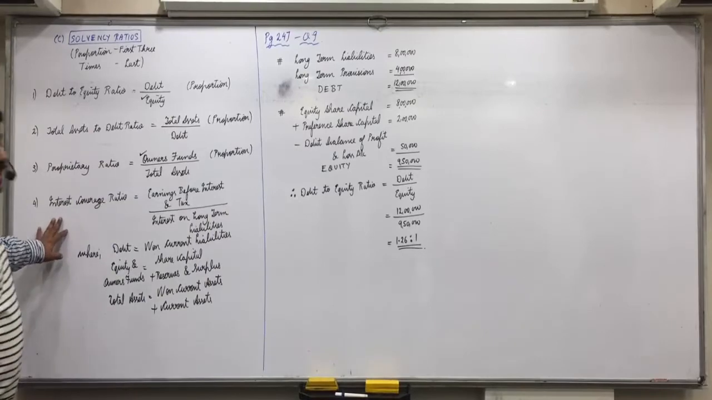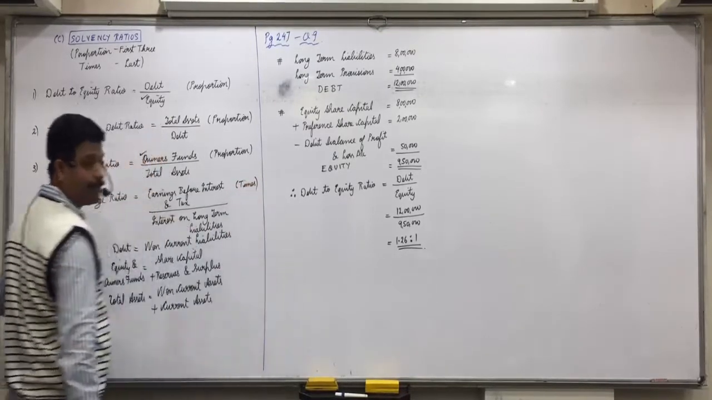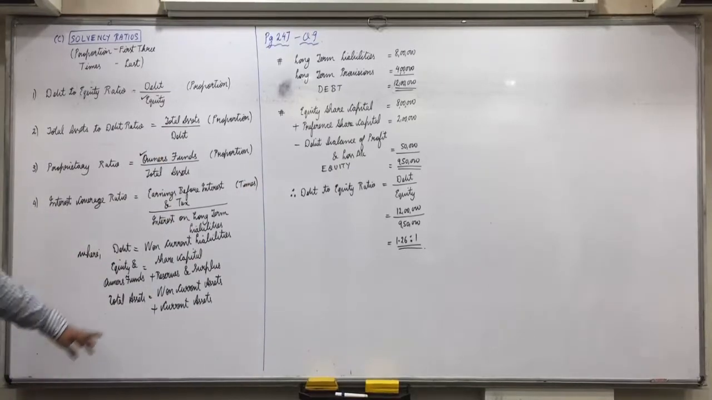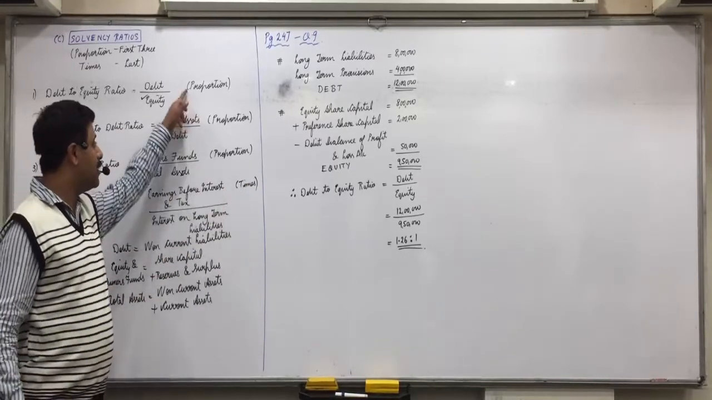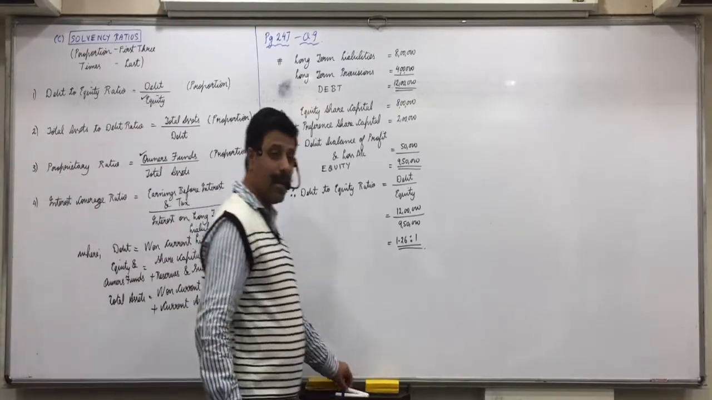In this summary, interest coverage ratio you can write in bracket is expressed in times, as interest coverage ratio is the last one expressed in times. First three are expressed in proportion. Okay. So 1.26 is to 1. Anyone having any doubt in this?